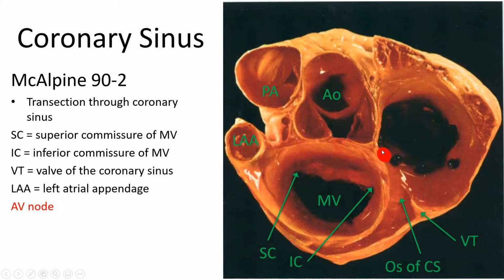The AV node's not in this plane, but I just marked it here for your reference, and it's adjacent to this non-coronary cusp. And in future slides, I'm going to talk about the right fibrous trigone, which is not well shown here, but it's the triangle of tissue between the right coronary cusp and the non-coronary cusp, which is continuous with the membranous septum, which is really important in understanding the anatomy of the conduction system.